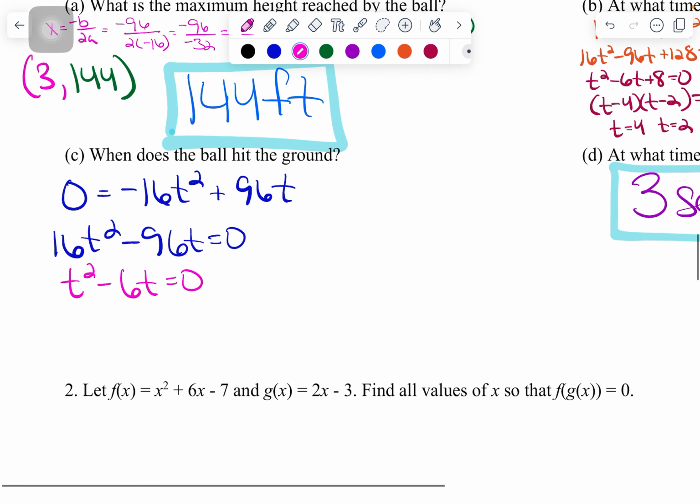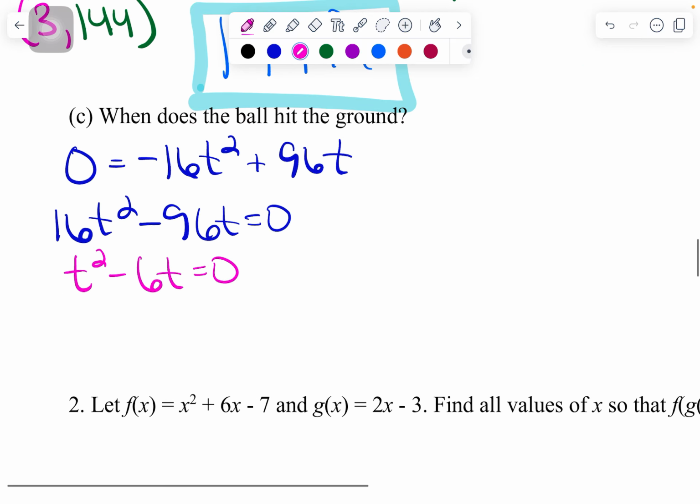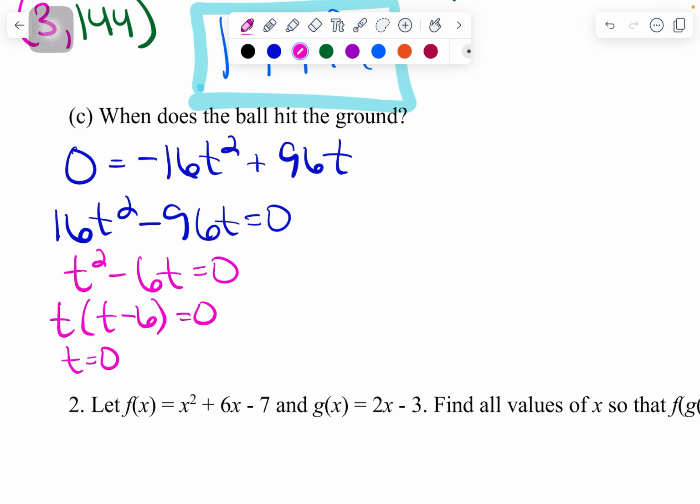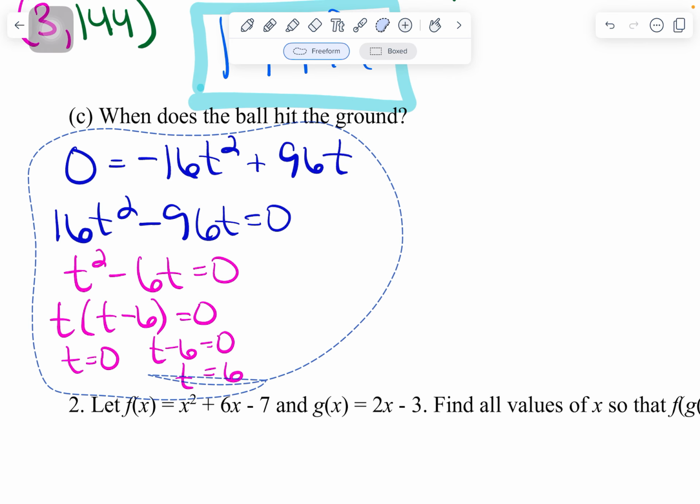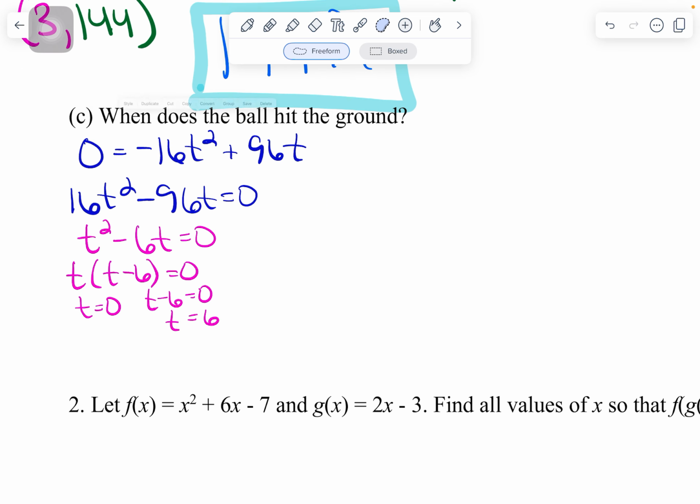Now, this again is also factorable, but it's going to factor differently because I'm going to look for a GCF here. So I'm going to take out the t: t times t minus 6 equals 0. So t is equal to 0, and then t minus 6 equals 0, which means t is equal to 6. I'm going to shrink this down because I'm running low on room with that other problem below it.